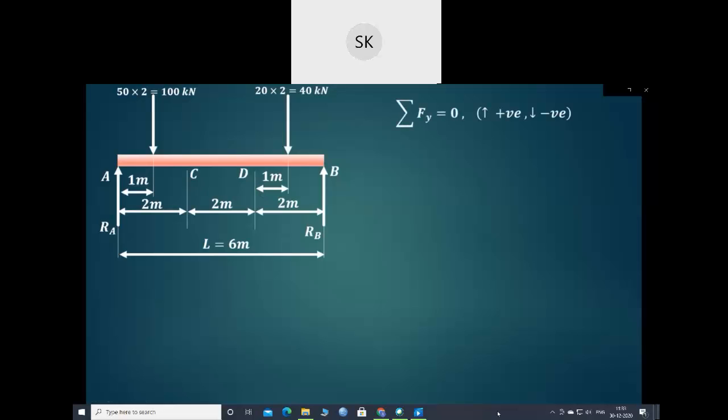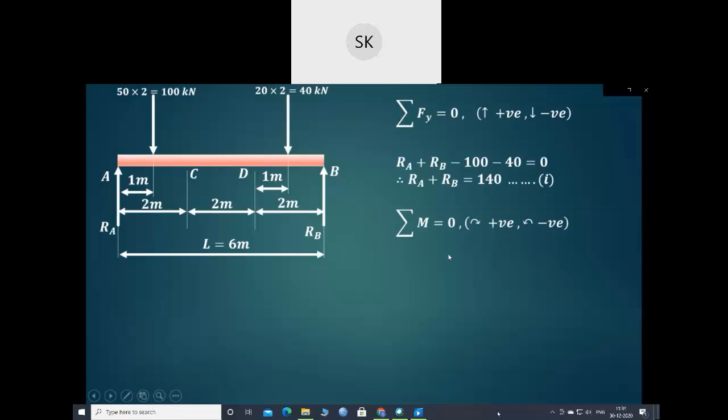Now we'll apply the conditions of equilibrium to find out the reactions. The first condition of equilibrium is summation of Fy is equal to 0, that is summation of forces in y direction is equal to 0. Upward forces are positive and downward forces are considered as negative. Now RA and RB are acting in the upward direction, so they are considered as positive, whereas this 100 kilonewton load is acting in the downward direction. This 40 kilonewton load is also acting in the downward direction, so that is equal to 0. So we can say that RA plus RB is equal to 140.